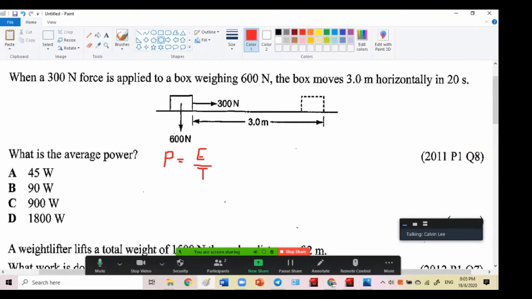Okay. Teach me how to do it. You say C, okay, come. Tell me, how do you get it? 300 times 3. Energy, right? Energy is work done. Work done is force times distance, right? 300 times 3 equals 900. And then divide by 20. So what's the answer now? Now it's A.